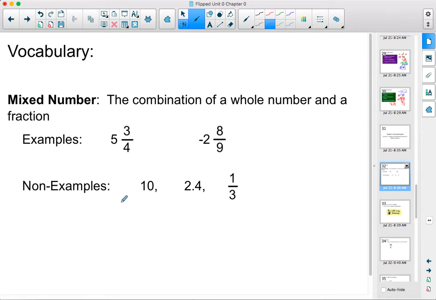Our non-examples are 10 because it's a whole number, doesn't have a fraction piece. 2.4/10 because it's written as a decimal. Now if we switch this around and wrote it as a mixed number, then it would count. But as it is written, it doesn't count. And 1/3 is also a non-example because there are no whole number parts.